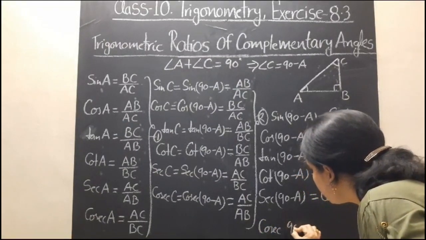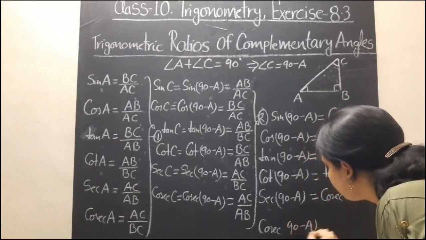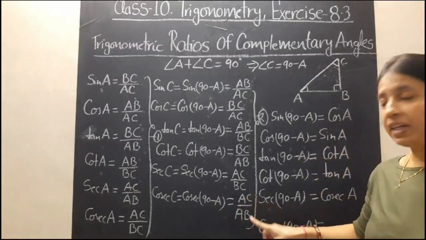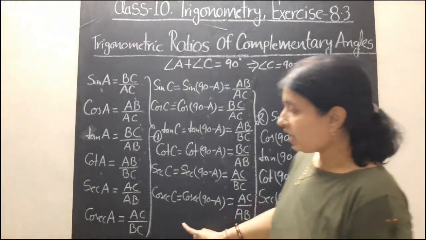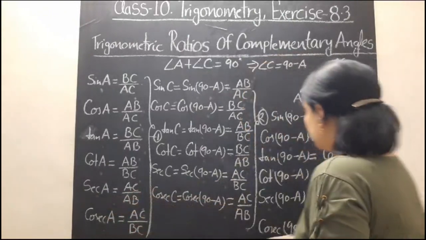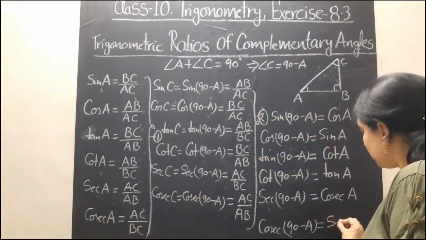Then cosec 90 minus A. Cosec 90 minus A is equal to AC by AB. So what is AC by AB? AC by AB is sec A. So write here sec A.